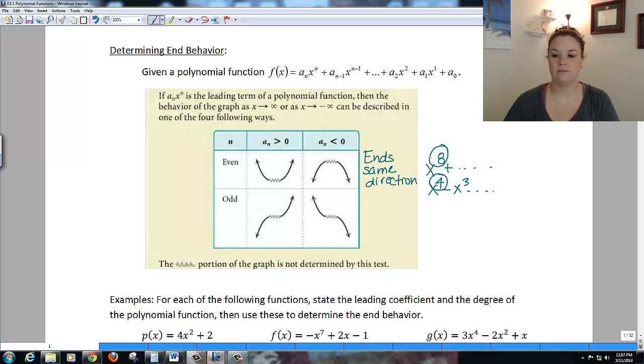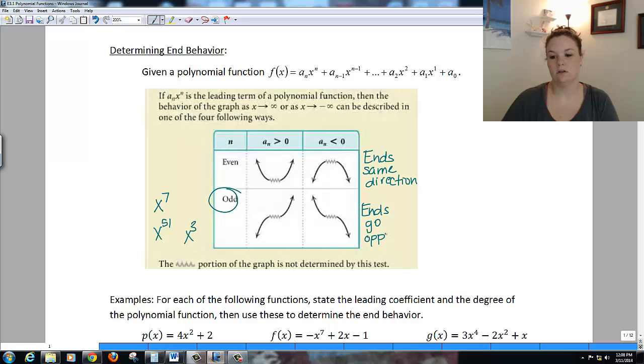Okay, now if it's odd, meaning that the highest power of our x term is an odd number, so for odd I'm saying something like x to the 7th, x to the 51st, x cubed. Okay, if our highest power of x is odd, then it's going to look like one of these graphs. Notice the ends are going opposite directions. So I'm going to go ahead and say ends go opposite. Okay, they go opposite one another. So to determine which way the ends go, notice if they're even, both ends either go up or down. If they're odd, the ends alternate.